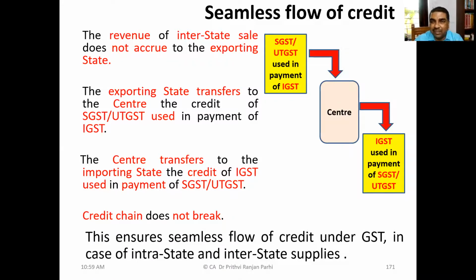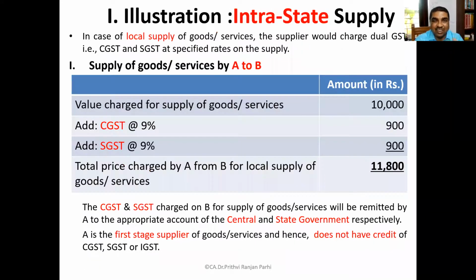I again repeat, SGST and UTGST used for payment of IGST has to be paid by the state to the center. And IGST used for payment of SGST and UTGST shall be paid by the center to the state. This is how tax collection moves. To understand this, let us learn an example.